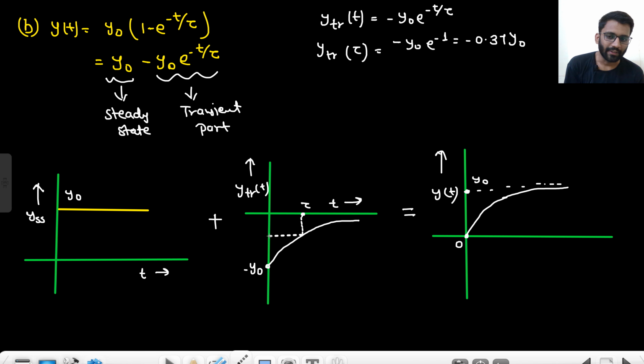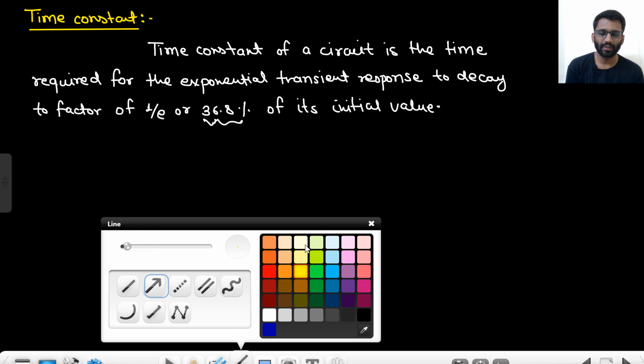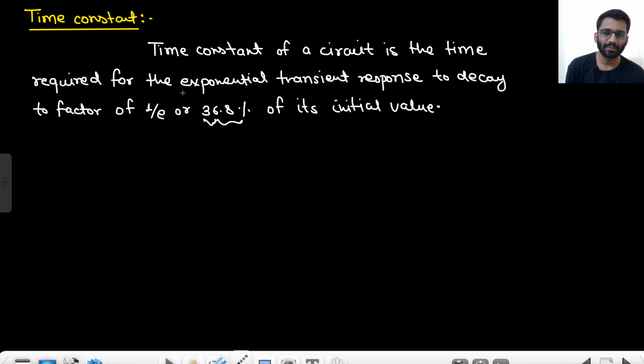37% of its initial value, right? But only for the transient part, right? So this is what I told you in the definition itself. Time constant of a circuit is the time required for the exponential transient response, this is the most important part, to decay to a factor of 36.8%.